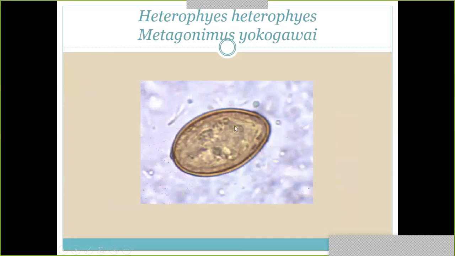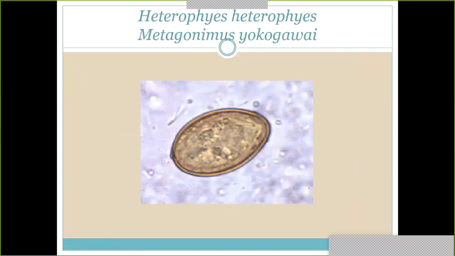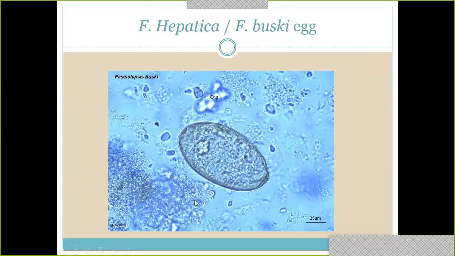That's the Heterophyes and Metagonimus one. Again, you do not need to know the picture, just know that their egg looks identical. All right, here's just a mention on the Fasciola hepatica. It is a liver fluke, that's why it's named hepatica, and it also comes from raw vegetation. So as it says in bold at the bottom, indistinguishable from Fasciolopsis buski. So just know the look of this.